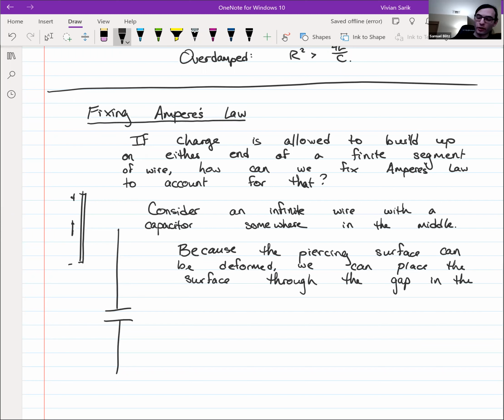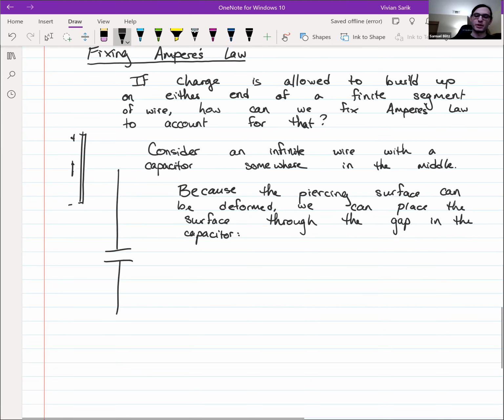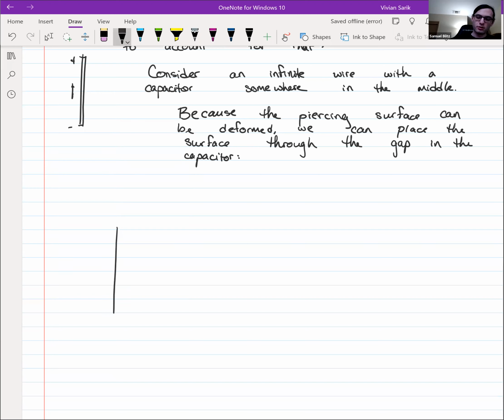I'm going to do my best to draw this, so bear with me. I'm going to draw a better picture. So we have our wire. We have our capacitor, and we have our wire continuing on. This is a blown up version. So let's say that our loop looks something like this.